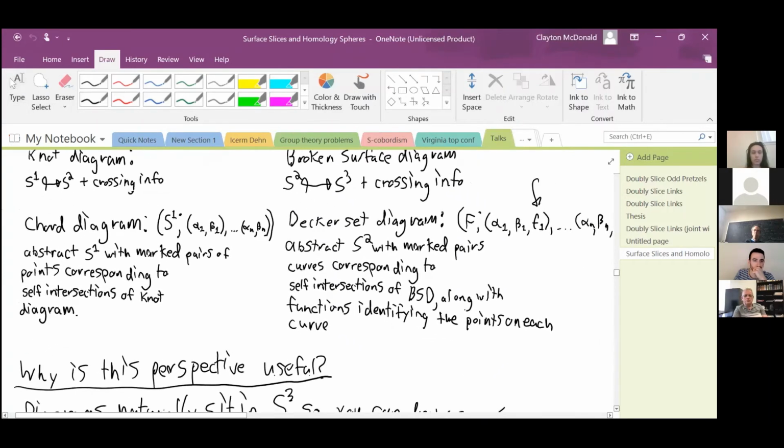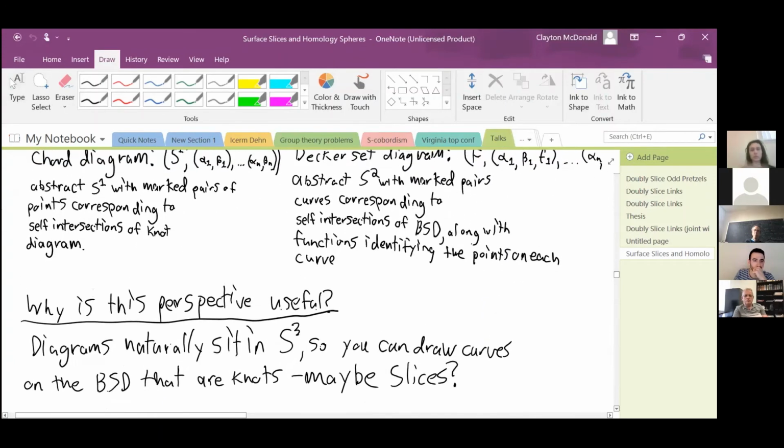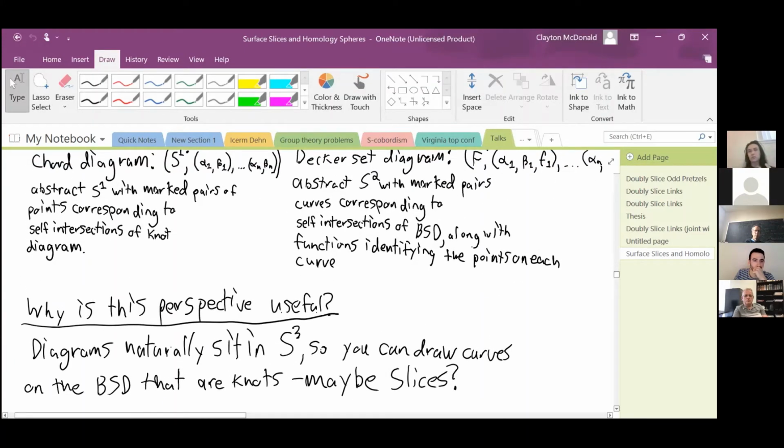Okay, so why is this perspective useful? Broken surface diagrams are awful to deal with. It's hard to draw immersed surface diagrams and hard to do anything with them. But the nice thing about these diagrams is that they naturally sit in S3, so you can draw curves on the broken surface diagram that are knots. My idea is that maybe some of those are slices, and maybe you can understand when those are slices. Does that central point make sense to people?